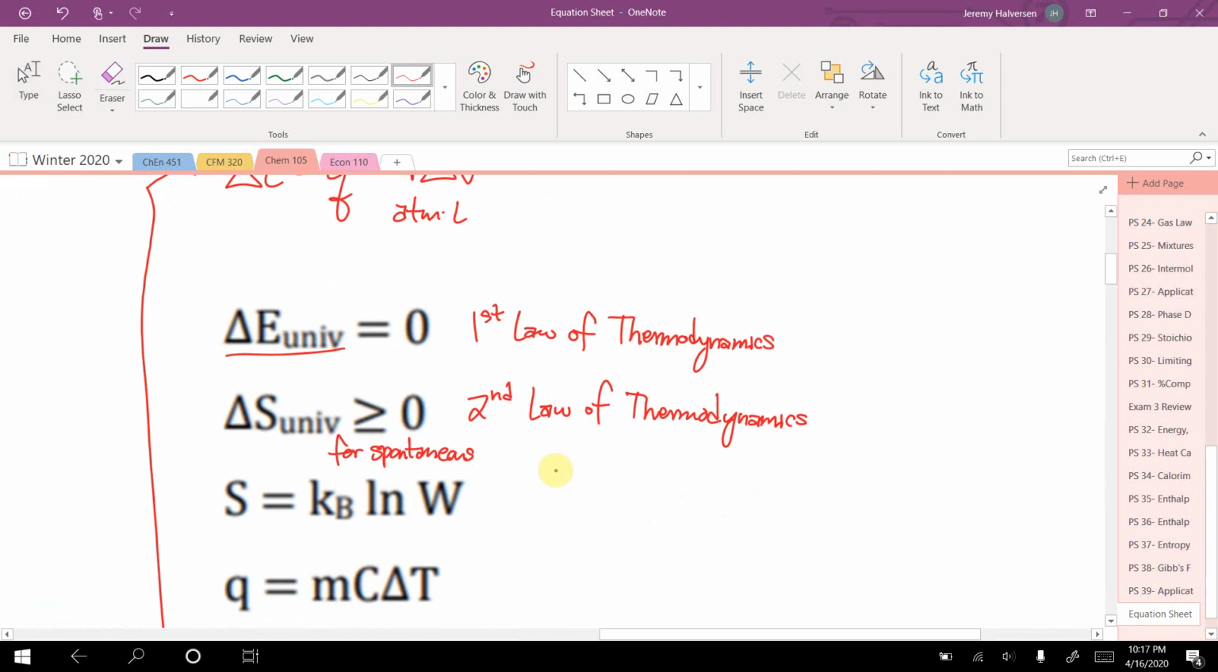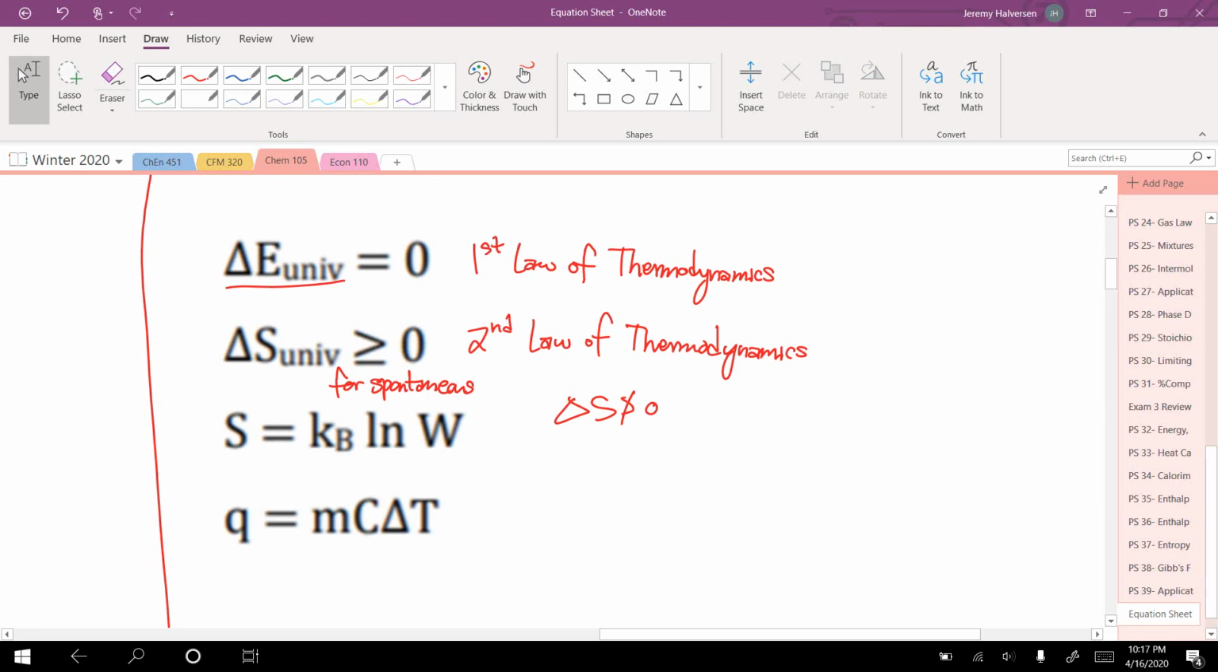Now, that's not saying that delta S is always greater than 0. Okay, that's not true. Right? Because we definitely have processes where entropy goes down. Like if you freeze water, you are reducing the amount of disorder in that water. Okay? But that's because that's entropy of the system. This is saying entropy of the universe has to be greater than 0 for something to happen. Okay, not entropy of the system.